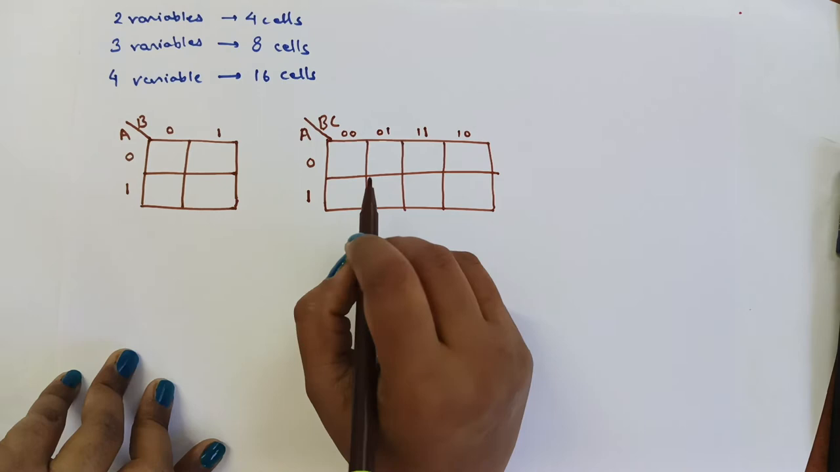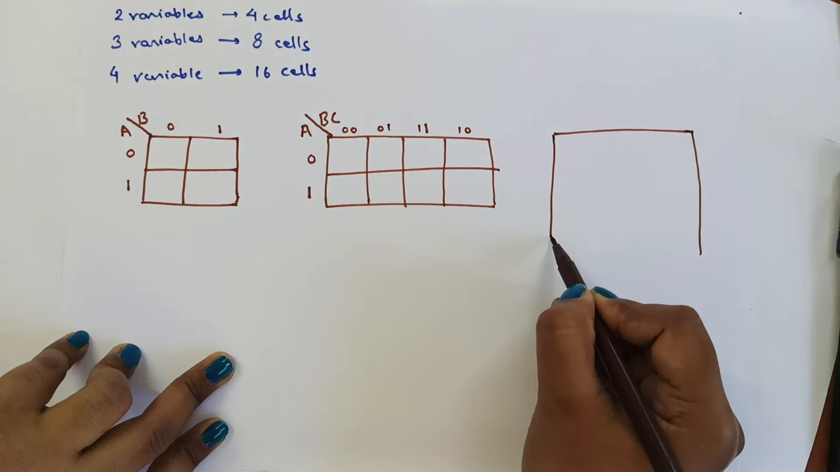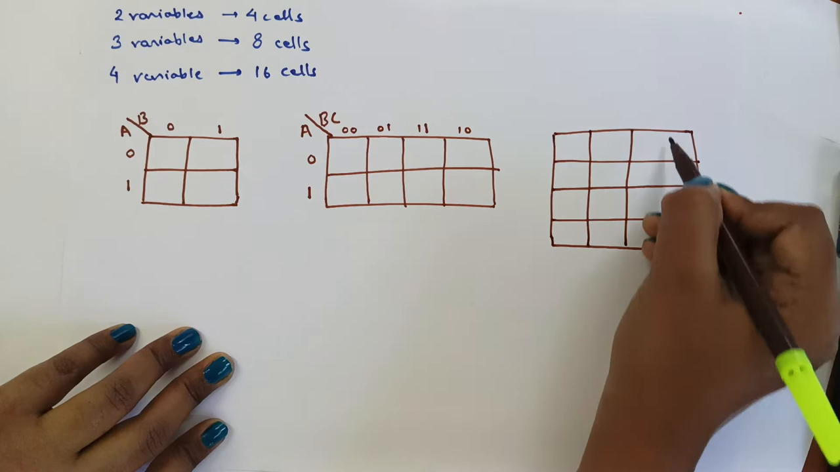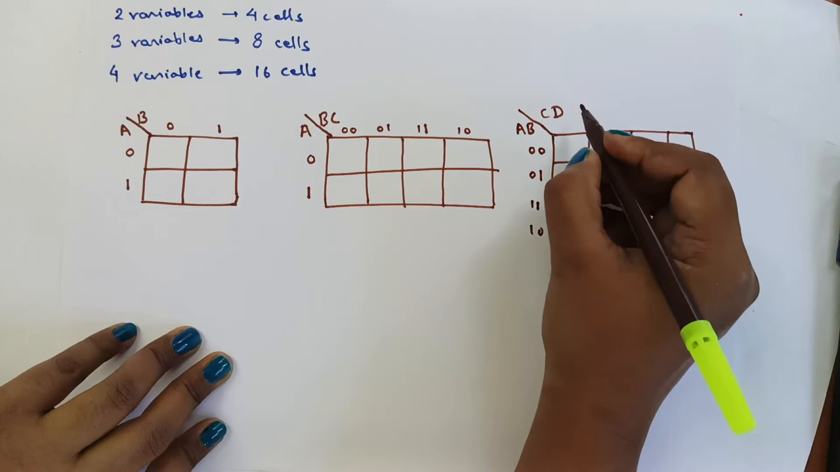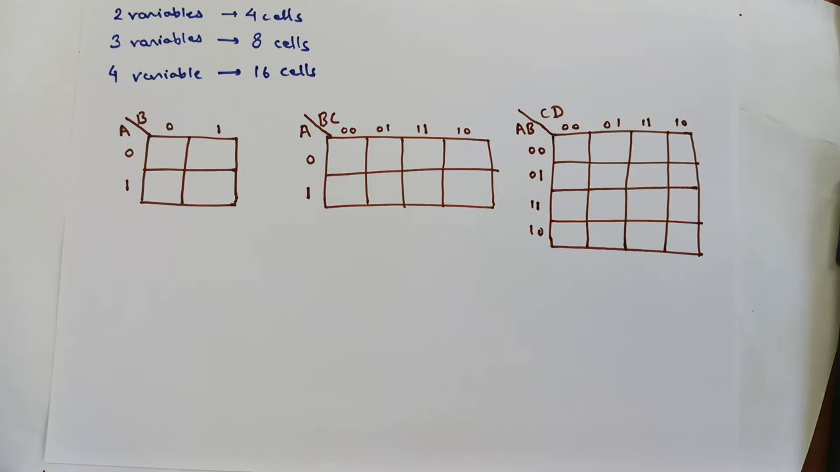Now we will draw the K-map for 4 variables. So it will contain 16 adjacent cells. And I have taken variables AB and CD. So we'll write AB and CD here. So AB can take values 00, 01, 11 and 10. And similarly, CD can take values 00, 01, 11 and 10. So these are the K-maps for 2, 3 and 4 variables.